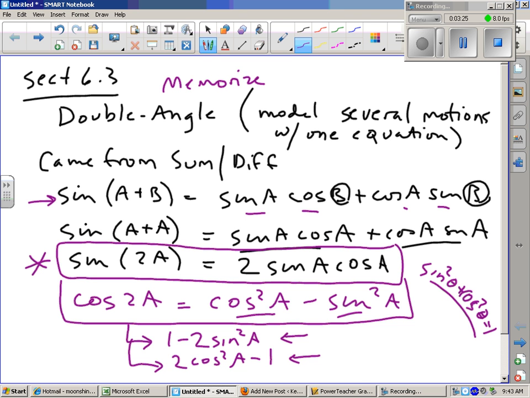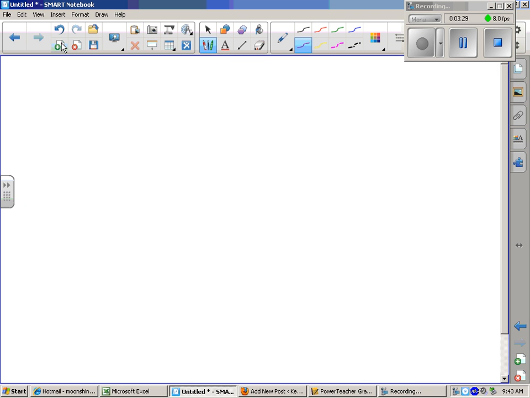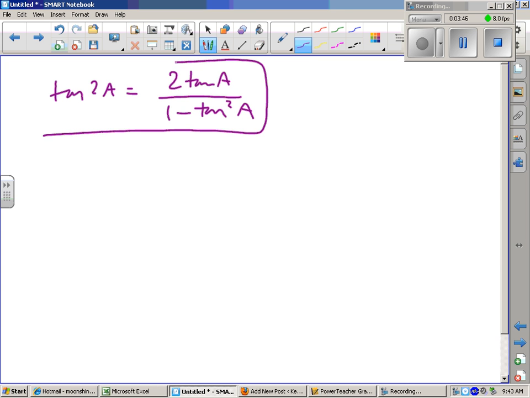Now the tangent formula, let's go to the next page. Tangent of 2a is equal to 2 tangent a over 1 minus tangent squared a. So it looks a lot like the sum and difference, but we've combined the two things. All right, again, you have to memorize that one. All right, let's do a problem here to utilize all three of these.